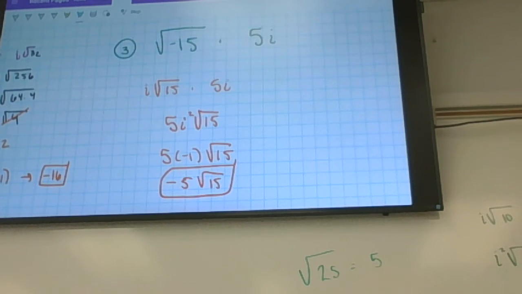So the original problem had, so I have 5 on the right. That was the square root of -25. And then on the left it was I squared 15. So I times I is I squared. The I squared is -1.